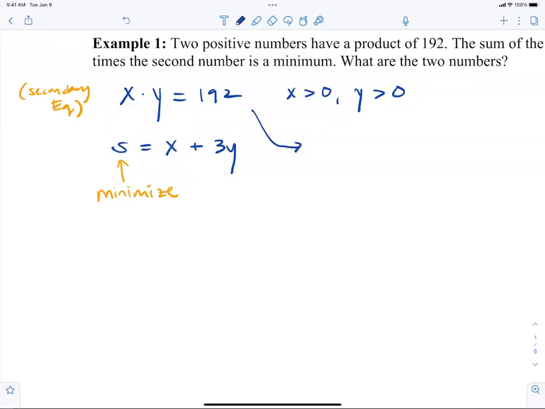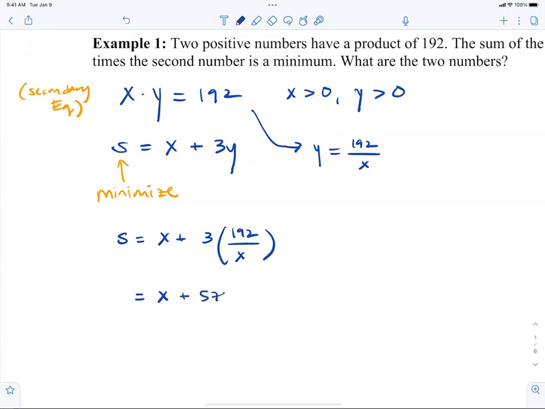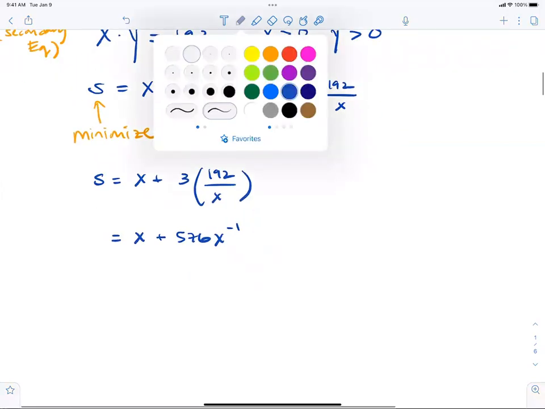So we could solve for X or Y. What do you want to solve for? Y equals 192 over X. So we can rewrite S as X plus 3 times 192 over X. 3 times 192 is 576. Yes, I got it off the top of my head. We might want to rewrite that like so, since we're going to find the derivative. But this is our optimization equation.